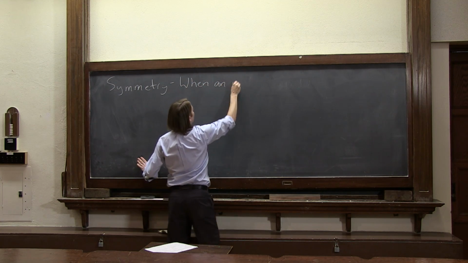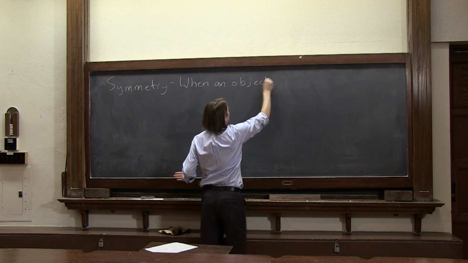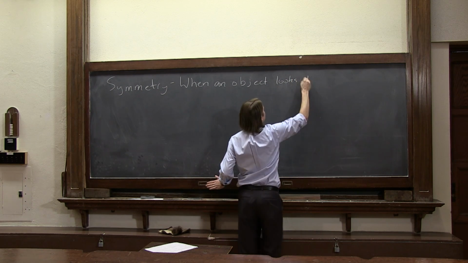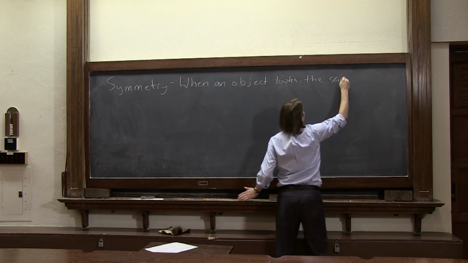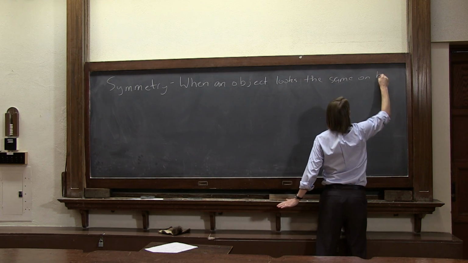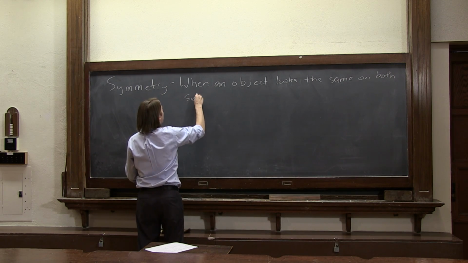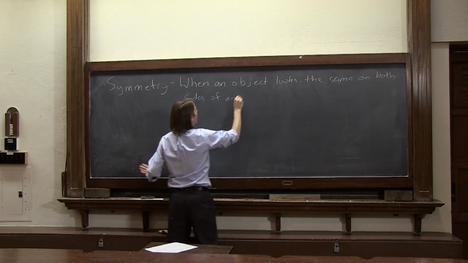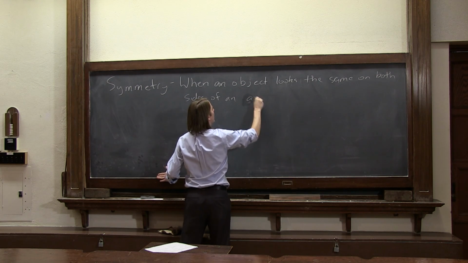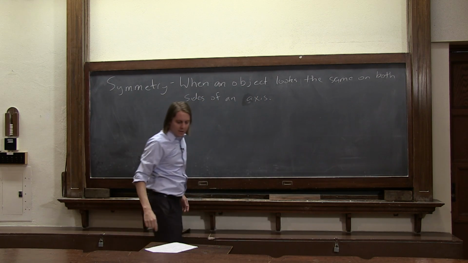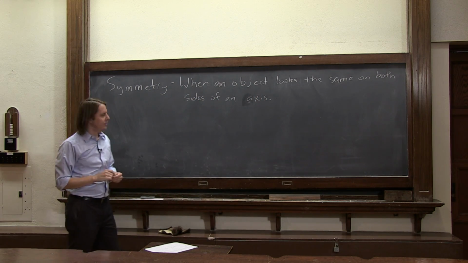When an object looks the same on both sides of an axis. Okay? When an object looks the same on both sides of an axis.